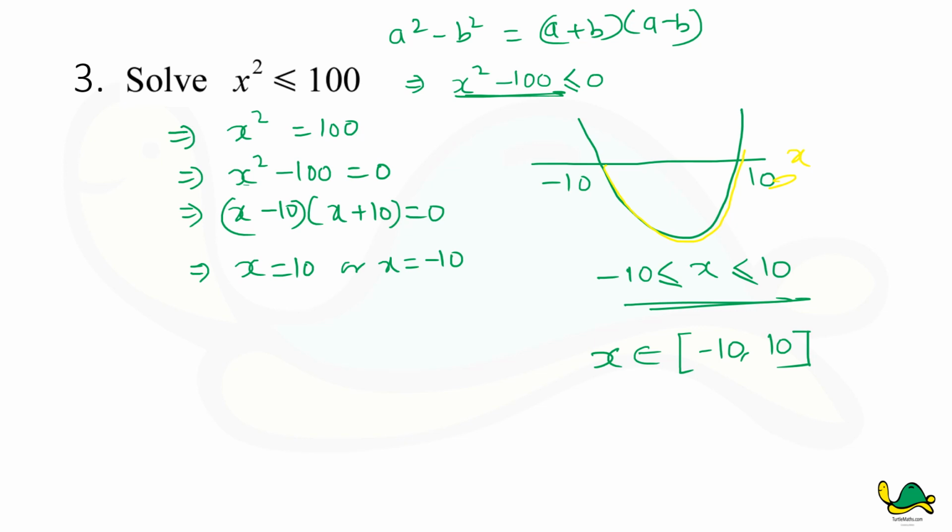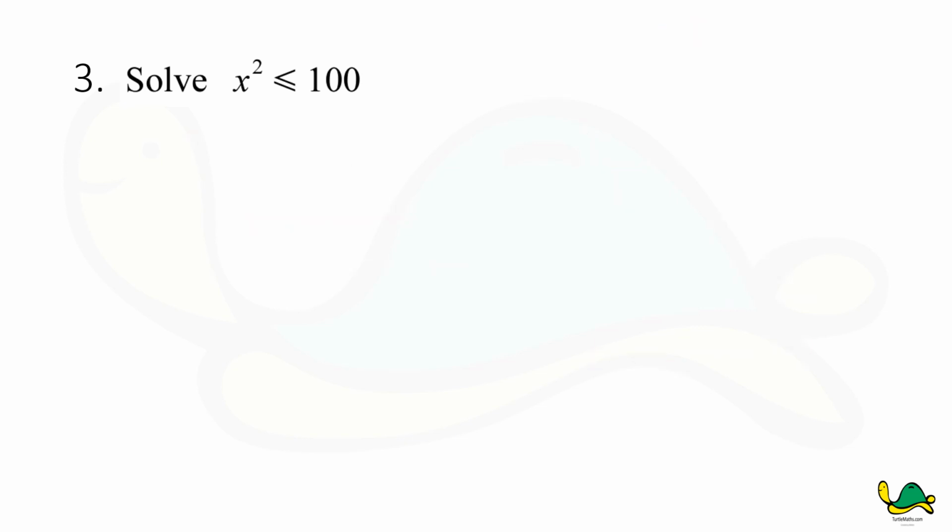Let's see how I can do this question using the absolute value function. Now, I'm going to do the same question using the absolute value function. I have x square is less than or equal to 100. Imagine if it was just x square equal to 100. Then we could have just taken the square root of both sides, and we can say that x is equal to plus minus square root of 100.